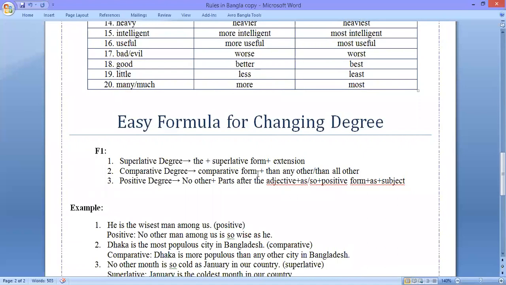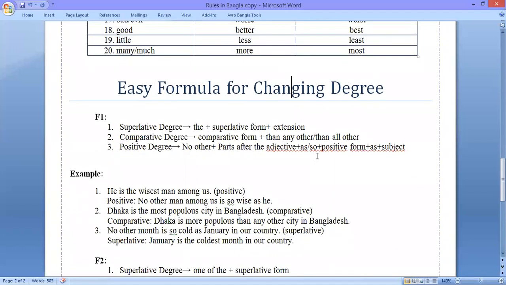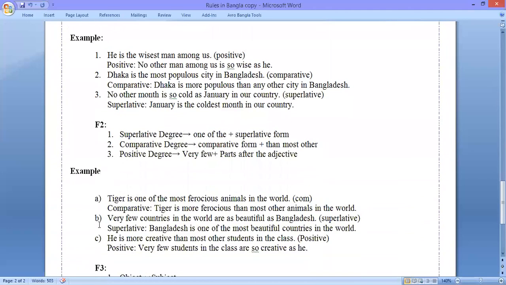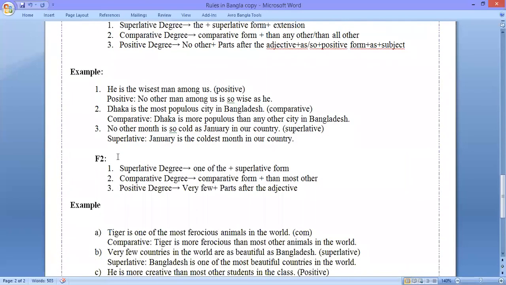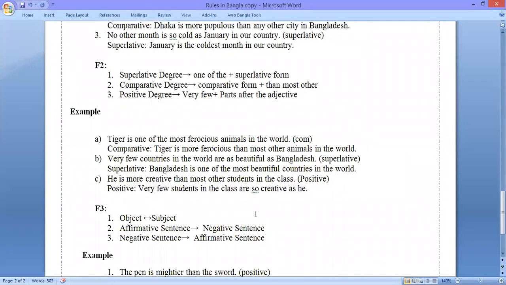Now the most important part comes to us. That is how we can change degree from one to another. So I have used three formulas for them here. First one is F1, F2, and F3. F1 means formula 1, F2 means formula 2, F3 means formula 3.